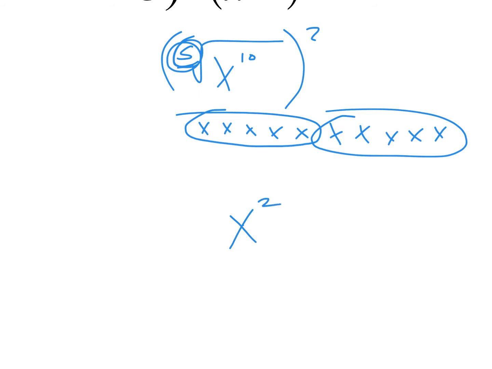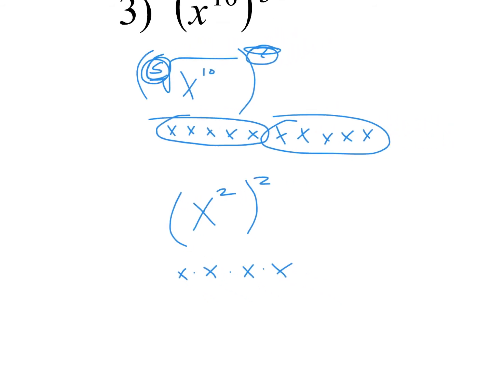And then this is squared, because we still have this squared from up top. So x squared squared is like saying x times x 2 times. So x times x times x times x. So how many x's total do we have? 4. So this is x to the 4th power.